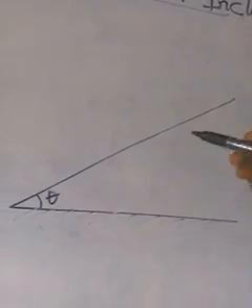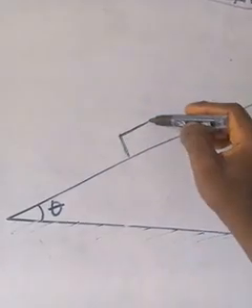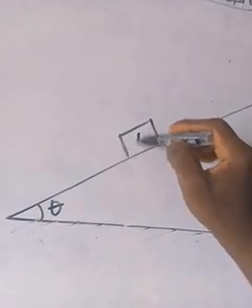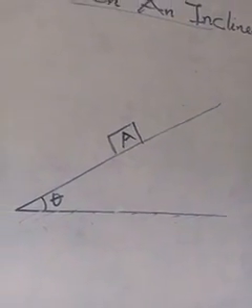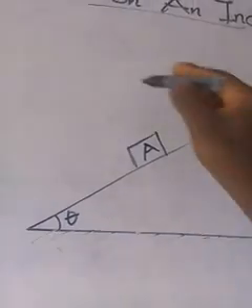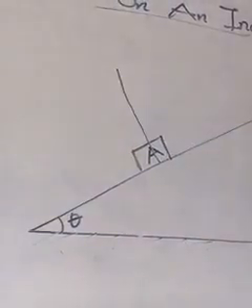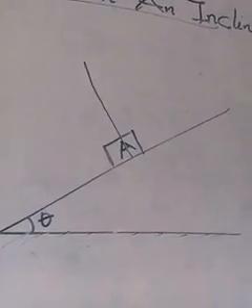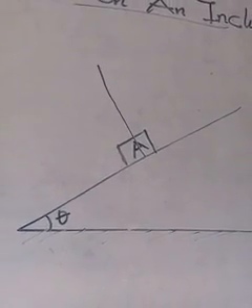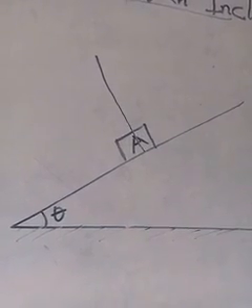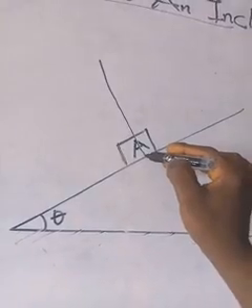If you now have a body on this plane, let's call the body A, and we have the normal reaction. From our last video, we were able to determine the force that is perpendicular to the plane and the force that is parallel to the plane. So we have to fix it now.